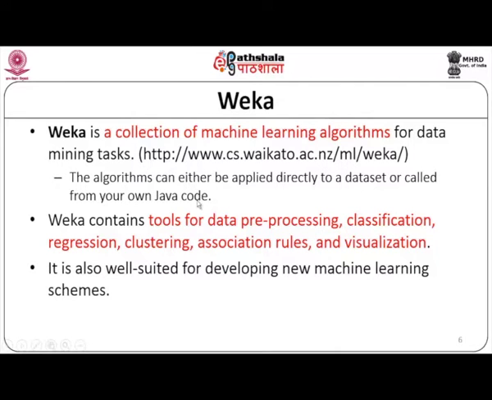The algorithms can either be applied directly on the data set, or you can write your own Java code and then call the respective algorithms. Weka also contains tools or packages for data pre-processing, like identifying missing values, and eliminating the missing values or the instances containing them using various filter functions. In case you want to replace the missing values, you can make use of transformation methods, and if you want to select attributes, selection also can be done using filtering methods.